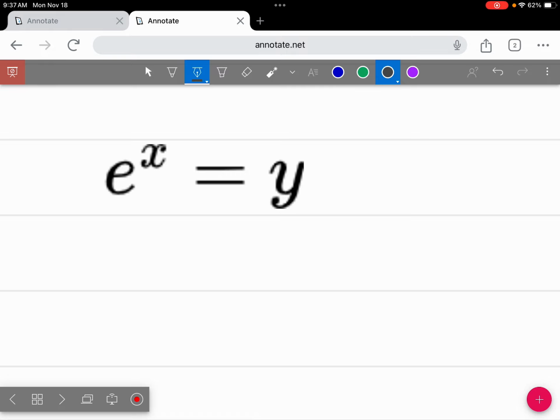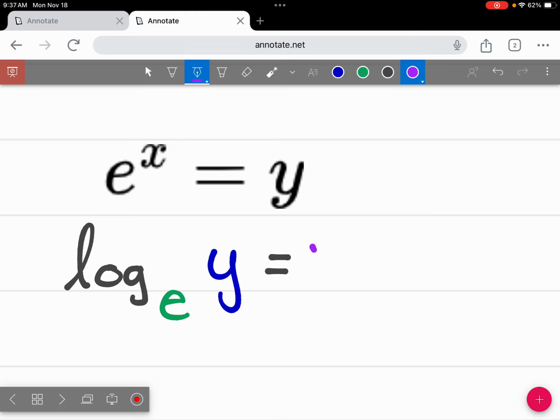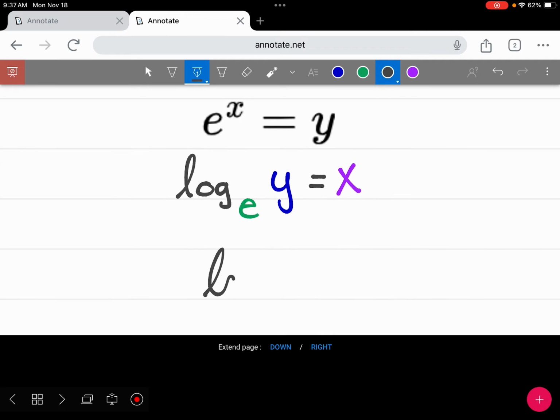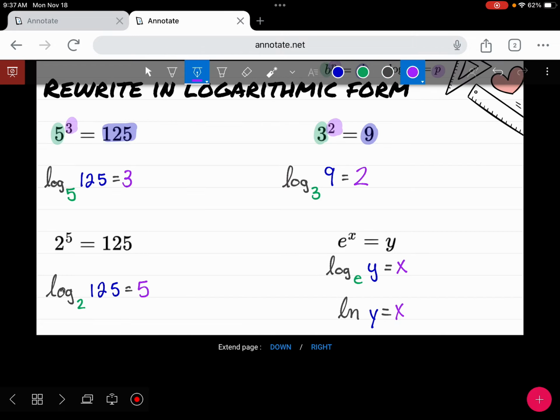All right, last one like this. How do we write this one? Log base e of y equals x. Log base e, that's one of our special ones though. So how else could I write log base e? ln, that's our natural log of y equals x. Okay? Vaguely familiar? We've seen it before?